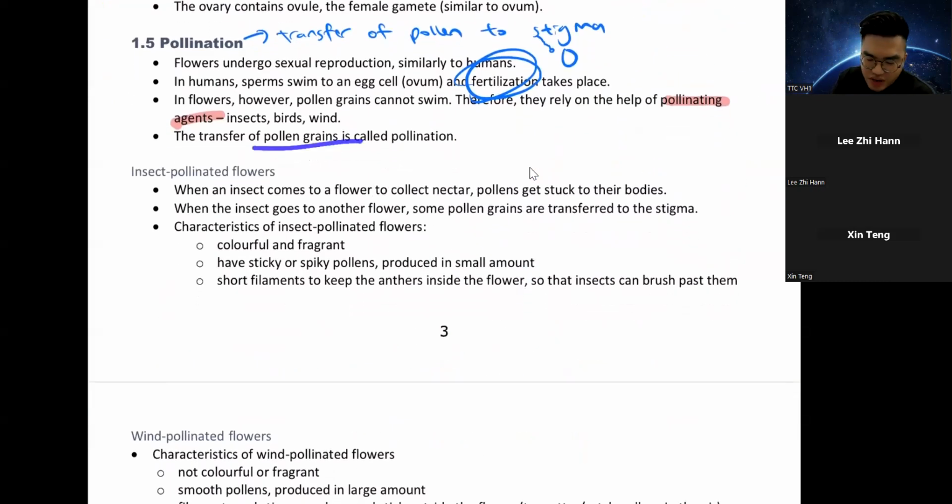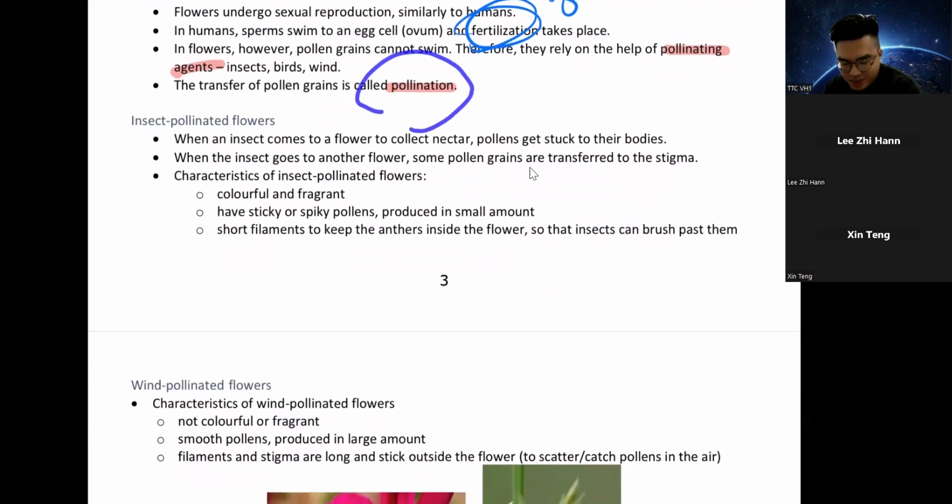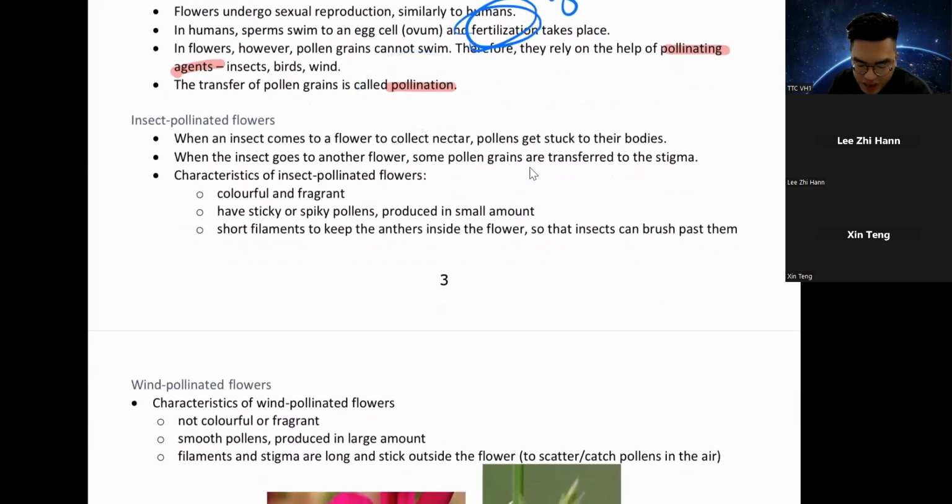Okay, so the transfer of pollen grain, oh, they mentioned it here already. It's called pollination. So fun. Okay, you transfer your pollen grain there. To transfer pollen grain, very important. All right. So, oh yeah, okay, that's why I missed this point. Okay, so when an insect comes to a flower to collect nectar, pollen gets to their body. When the insect goes to another flower, some pollen grains are transferred to the stigma.